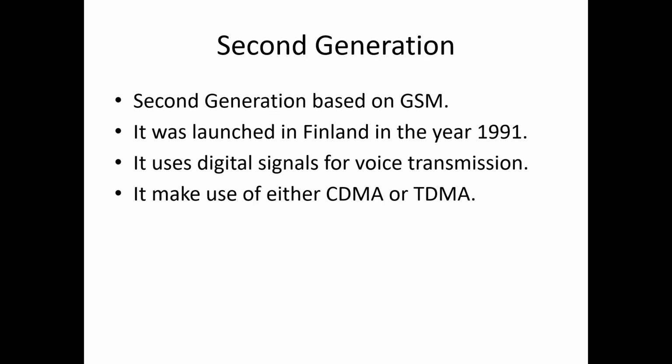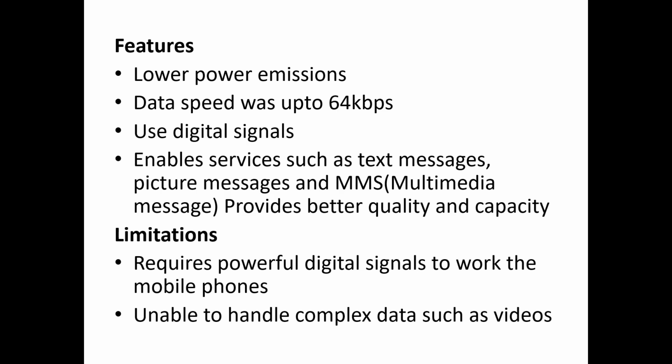To overcome the first generation's disadvantages, they introduced the second generation. Second generation is based on GSM. It was launched in Finland in the year 1991. It uses digital signals for voice transmission. It will make use of either CDMA or TDMA, code division multiple access or time division multiple access. What are all the features in second generation? Lower power emissions. It provides lower power for battery consumption. Data speed was up to 64 kbps. Only low data speeds are gained through this generation.